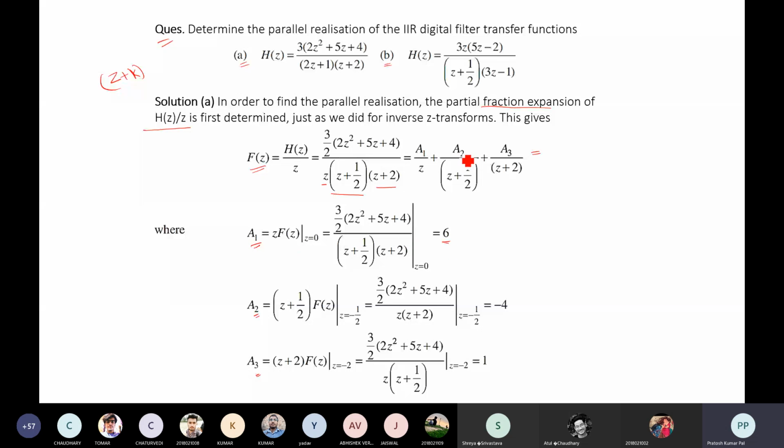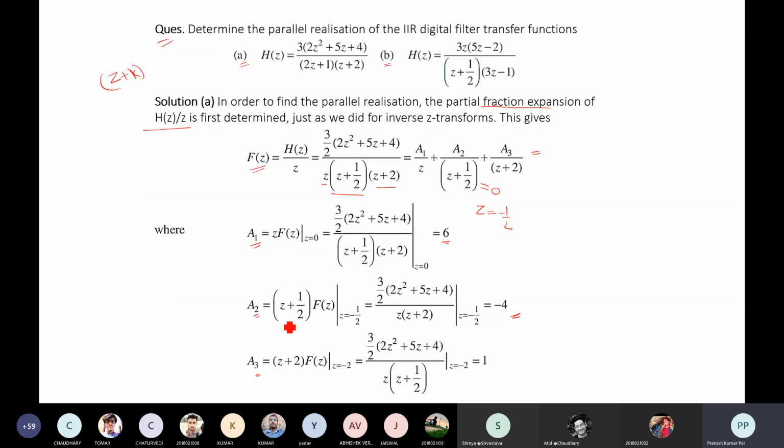Similarly, to find A2, whatever the denominator part is for A2, the same is multiplied by F(z). After multiplying, we make z plus 1 by 2 equal to 0, or z equals minus 1 by 2. So we put z equals minus 1 by 2 after multiplying this term with F(z), and the constant we get will be A2.